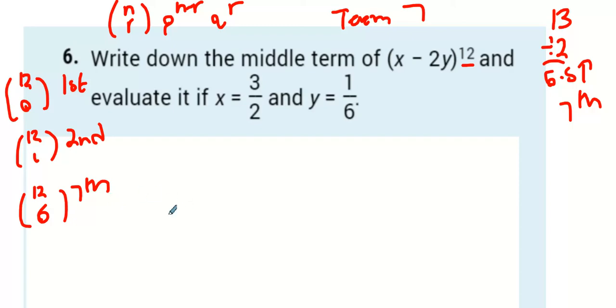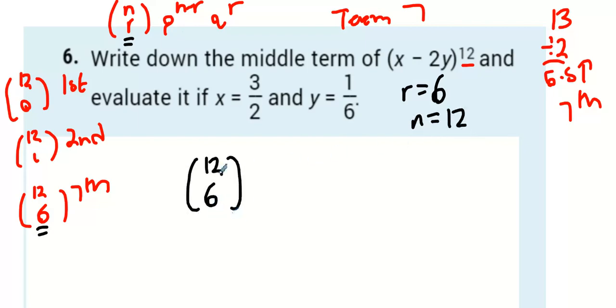Now, next thing we're going to do, guys, is the following. I'm after the seventh term. This means the r value is, what's the bottom number again? r value is 6 for the seventh term. What's the n value? n value is always the power. n value is 12. So it's 12 choose 6. What's n minus r? So it's x to the power of 6. Okay, then next part. Minus 2y to the power of 6.